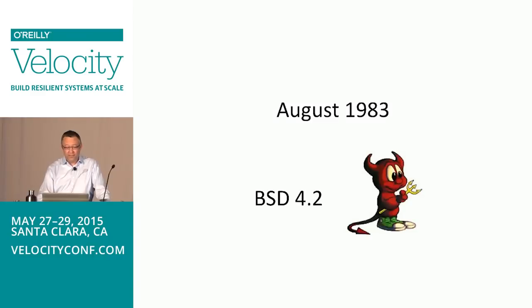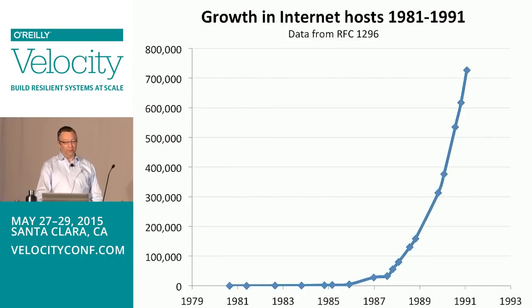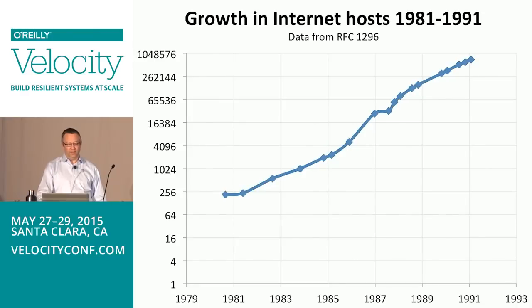And then, in '83, BSD 4.2 was released. BSD 4.2 is important because it contained the first widely deployed implementation of TCP/IP. So what happened is you had software and hardware colliding to create explosive growth in the number of nodes on the internet. So here's a plot of the number of nodes on the net over a 10-year span from 1981 to 1991. Here's the same data plotted on a log scale. You can see that it begins doubling every 9 months starting in about 1982.